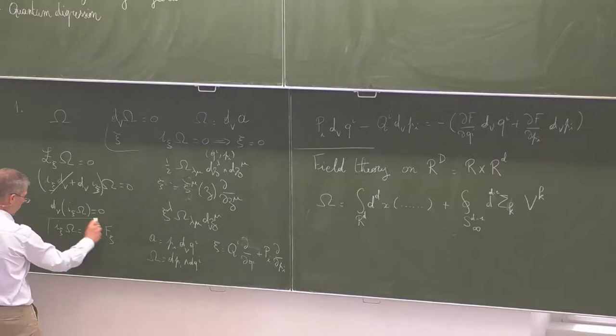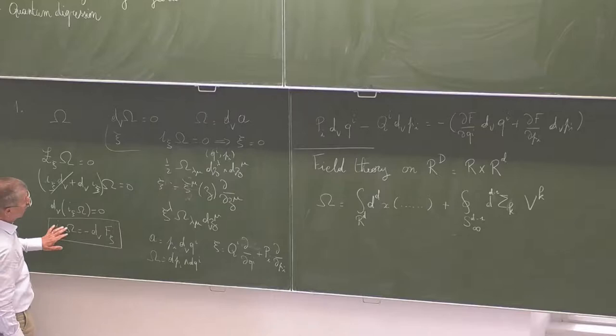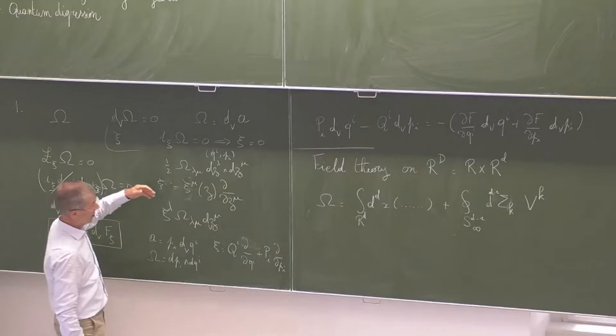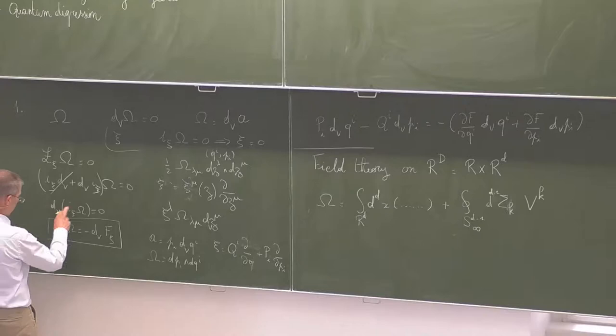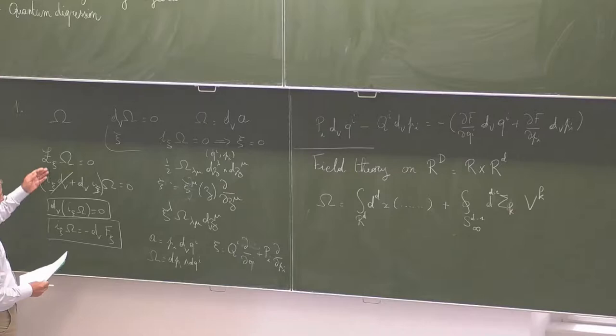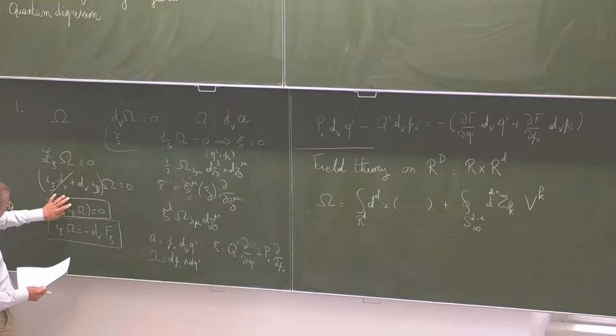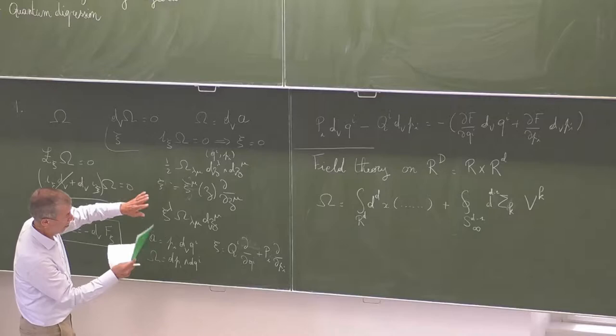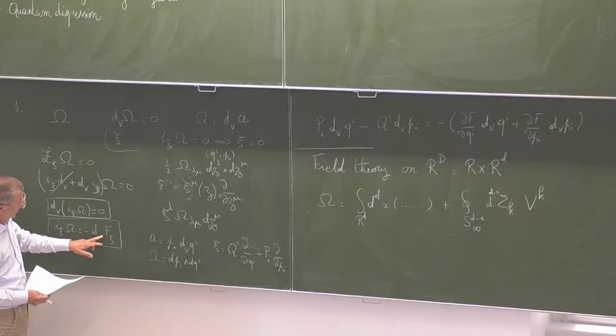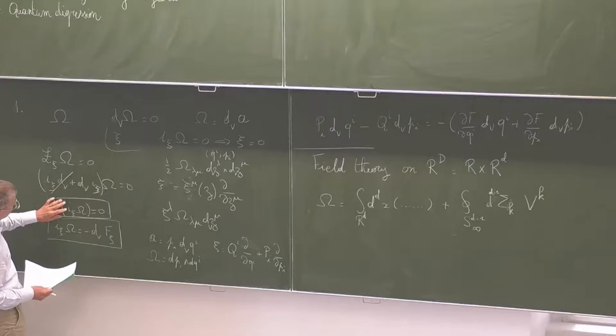Now, if I have a transformation xi such that this condition is fulfilled here, which means that the Lie derivative of omega is equal to zero, which means that it preserves the canonical, that it preserves the symplectic form, then knowing xi fulfilling this condition, because I have assumed no particular topology, etc., we can construct a generator solution to that equation. Okay. So from xi fulfilling this, I can construct the generator.